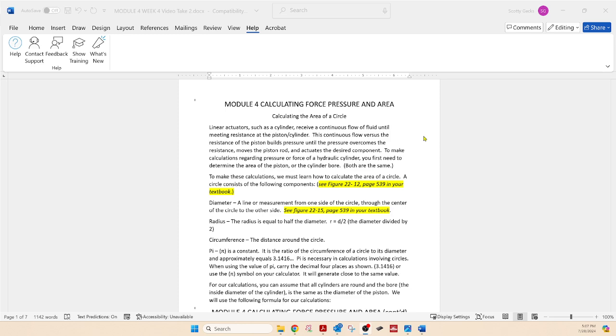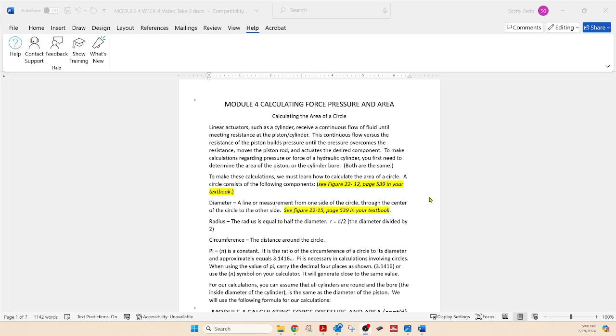So just to go over what a circle is: the diameter is a line or a measurement from one side of the circle going through the center of the circle to the other side. Now, I'm referencing the textbook because their illustrations and descriptions of circles are just about like mine, and they're very good, I think. And the radius is equal to half the diameter.